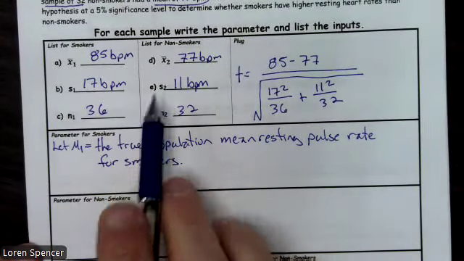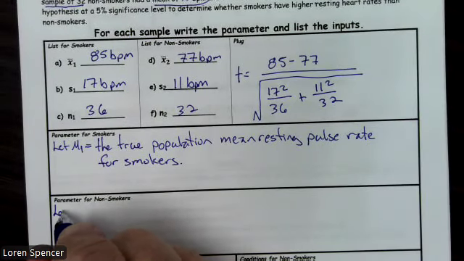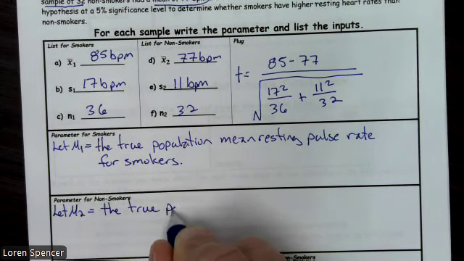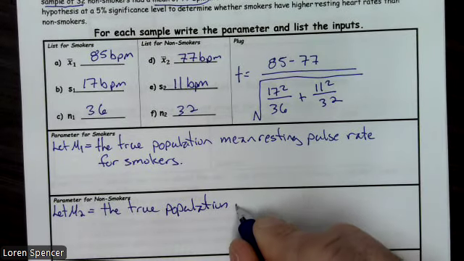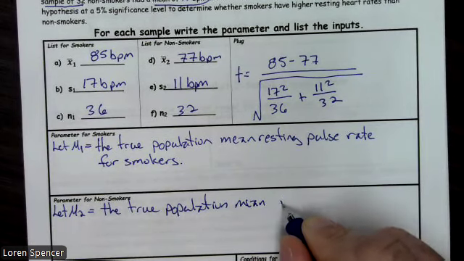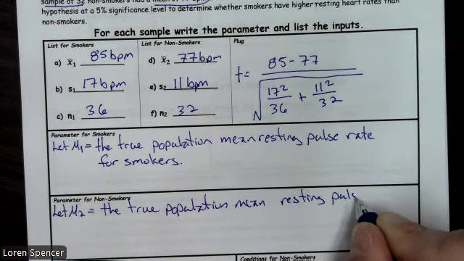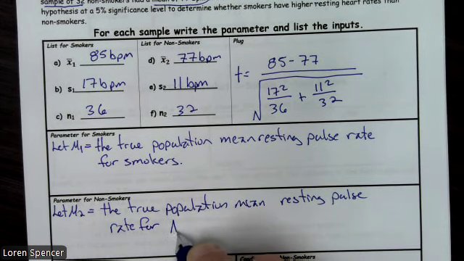Mu2, our second list was non-smokers, and it's going to be almost exactly the same thing. Let mu2 equal the true population mean resting pulse rate for whom? For non-smokers.